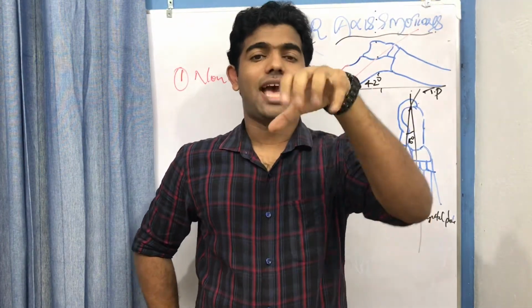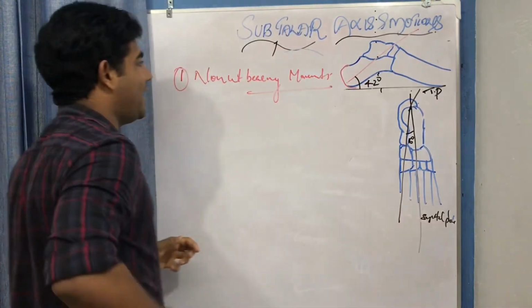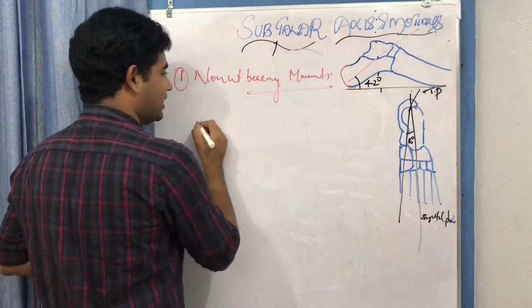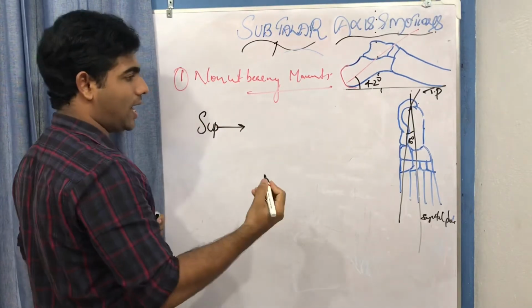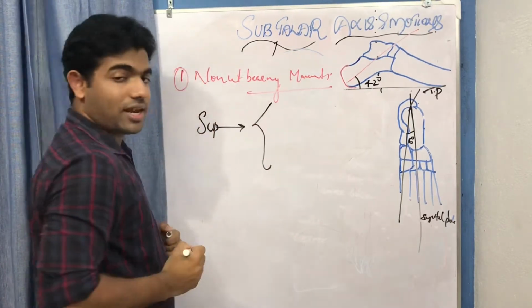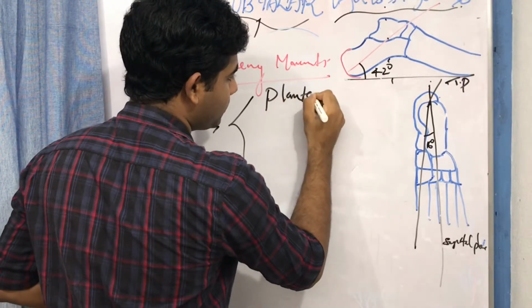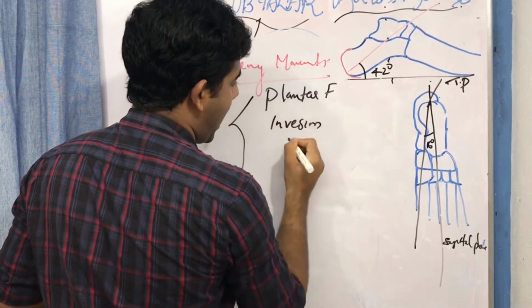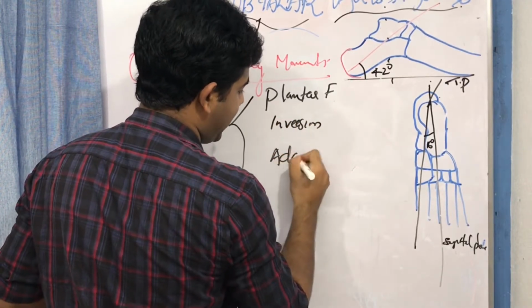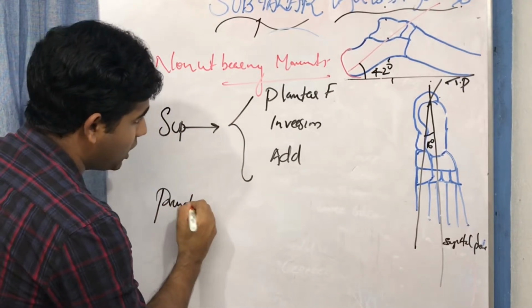Abduction, eversion, and dorsiflexion. So these are the composite movements in the non-weight bearing position. That is, a supination is combined by three motions. That is your, what is that? Plantar flexion, inversion, and adduction. Whereas your pronation is combined by three motions.